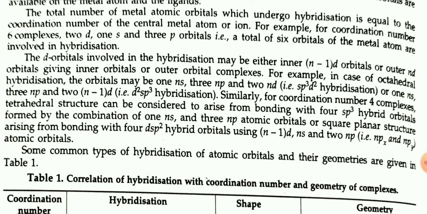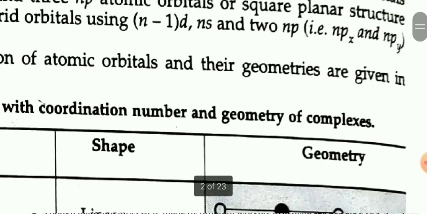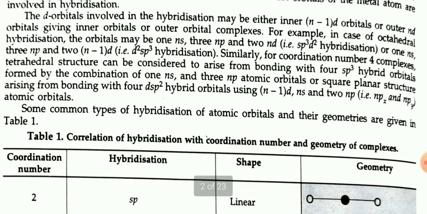4 sp3 hybrid orbitals formed by the combination of 1ns and 3np atomic orbitals, or square planar structure arising from bonding with 4 dsp2 hybrid orbitals using (n-1)d, ns and 2np atomic orbitals. Some common types of hybridization of atomic orbitals and their geometries are given in Table 1.